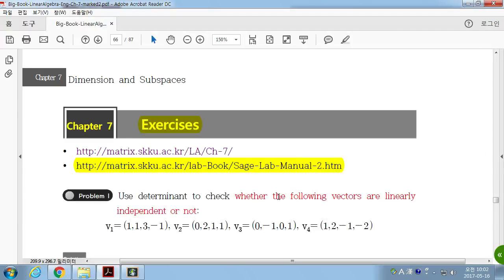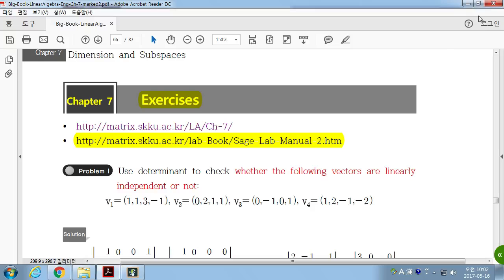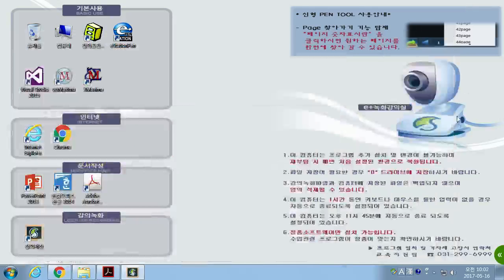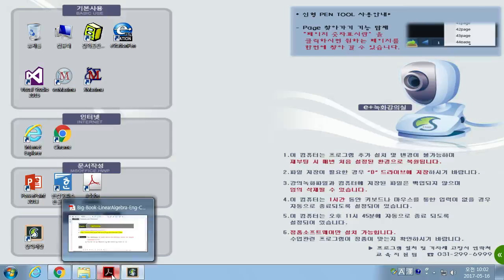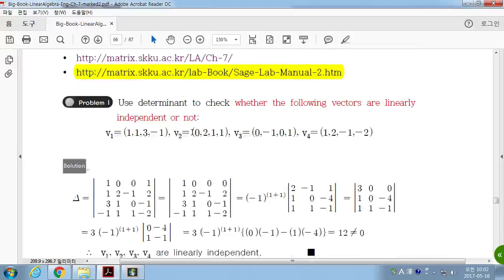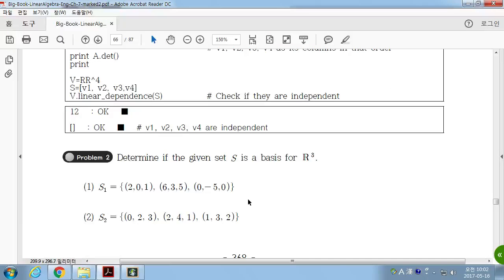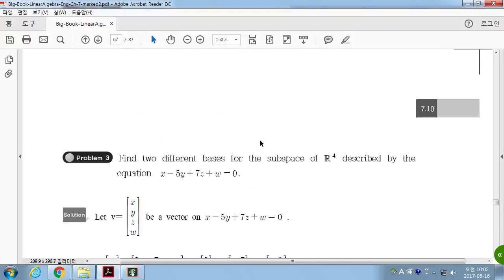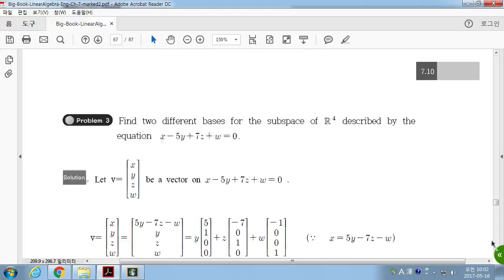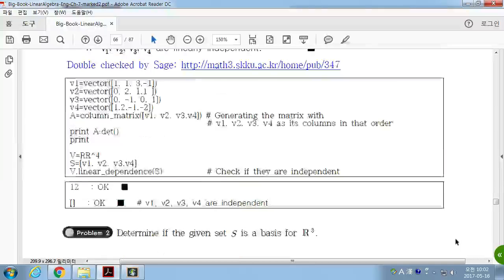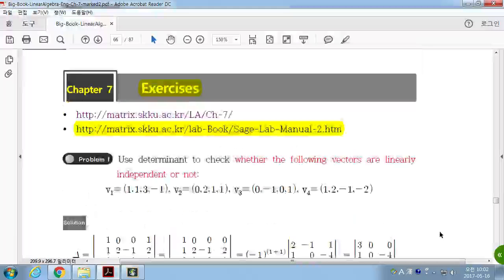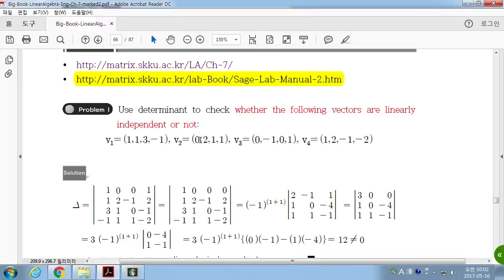I think that's the end of chapter 7. Any questions on section 7.9? And the next is the exercise problems here. You already have all the books and files, which have been updated. So, any questions on chapter 7? You can easily find whether the given vectors are linearly independent or not, and many others as well. Questions?